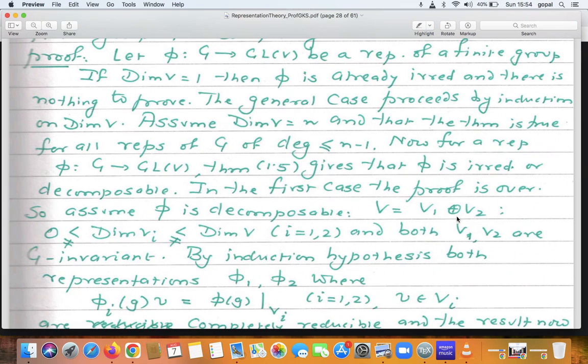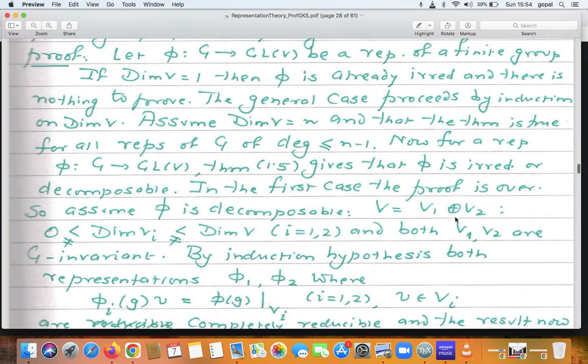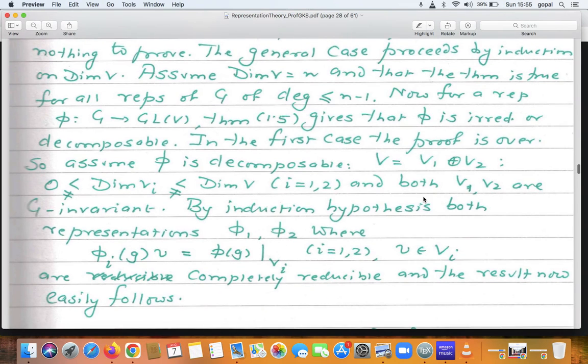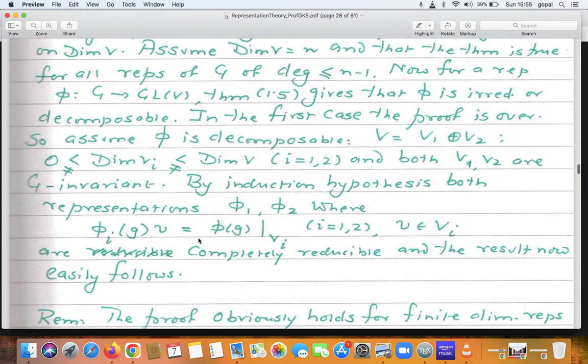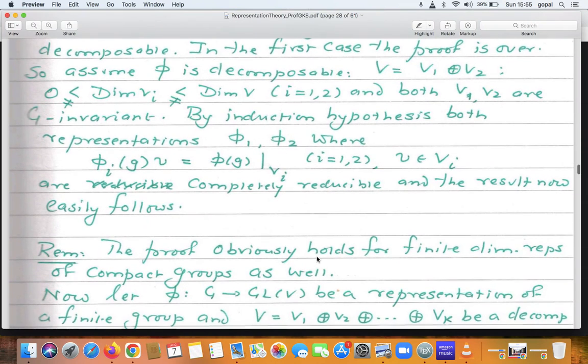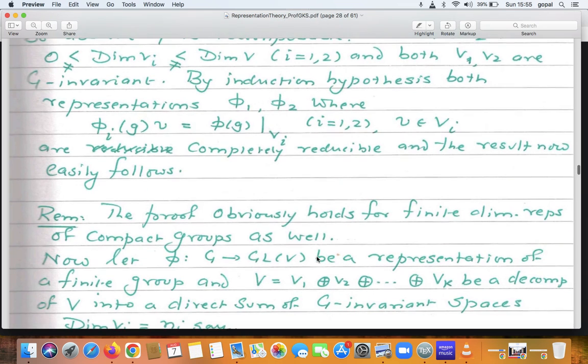So in other words, there are two subspaces V1 and V2, both proper, and V is a direct sum of V1 and V2, and V1 and V2 are both G invariant. So I can restrict the representation phi G to V1, and you get a representation phi 1. Phi G can be restricted to V2, and I get a representation phi 2. And these two representations have strictly smaller degree, and so they will each break up into its atomic pieces, namely irreducible pieces, and put them together, and the job is done.